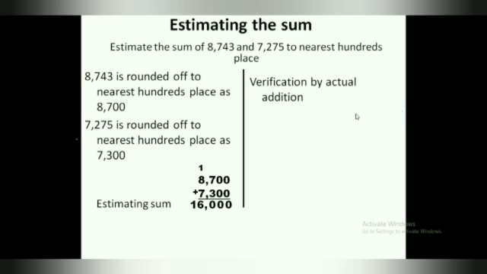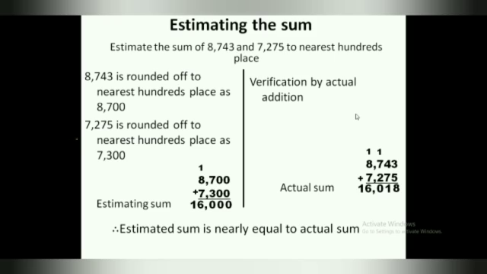Now the real sum we will do. That is 8743 and 7275. So 3 plus 5, 8. 7 plus 4, 11. 1 carry 1. 1 plus 7, 8. 8 plus 2, 10. 0 carry 1. 1 plus 8, 9. 9 plus 7, 16. So this is your real sum. Okay, real value or actual value. So the estimated value is nearly equal to the actual sum.